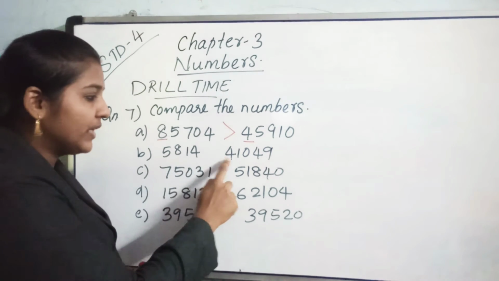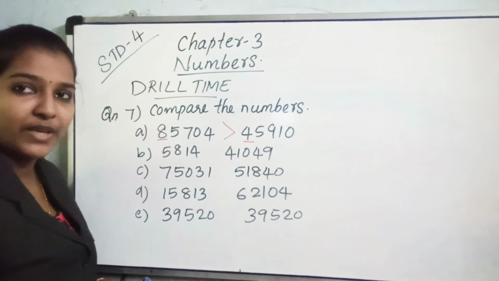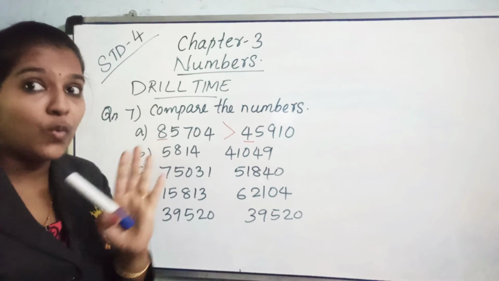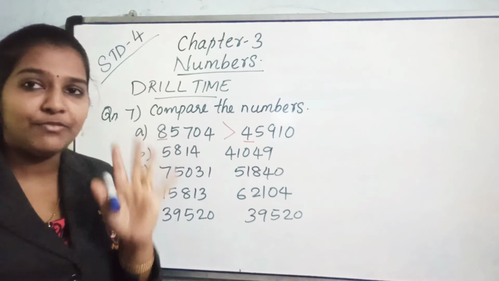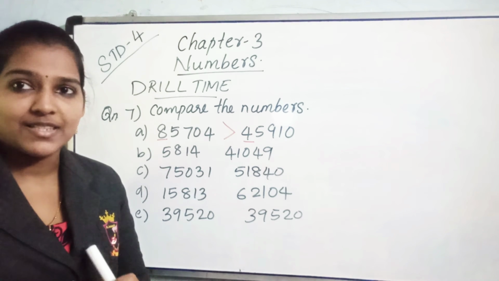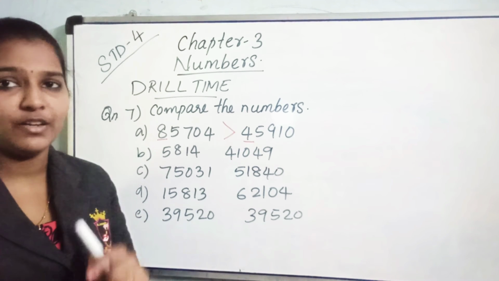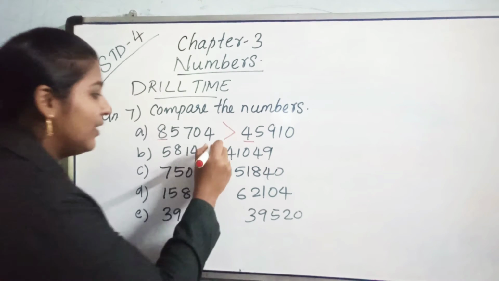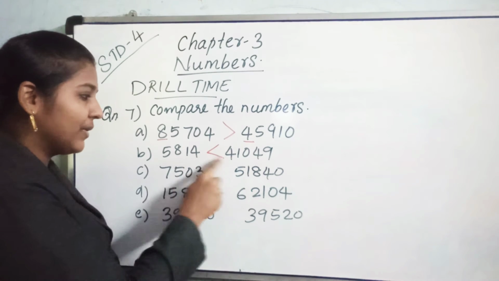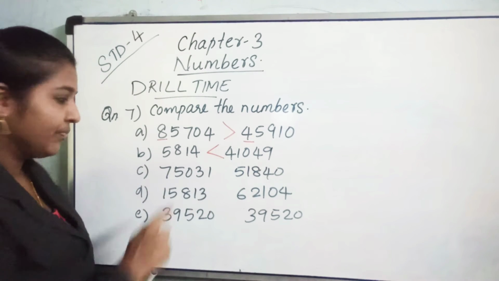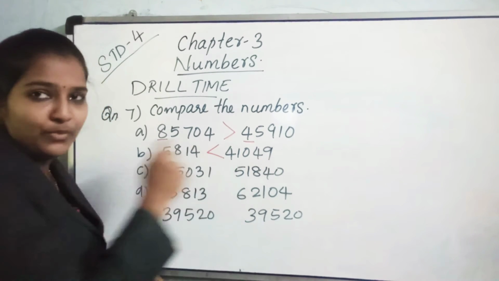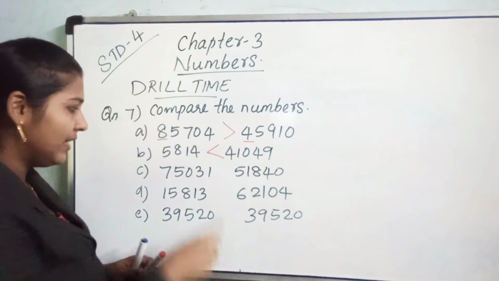5,814, 41,049. Okay, so look at these numbers carefully. Here the first one is a 4-digit number and the second one is a 5-digit number. Tell me children, which is the greater one? Yes, 5-digit number is greater than the 4-digit number. So 41,049 is the greater number. You can put the symbol less than here. 5,814 is less than 41,049. Now the next question.